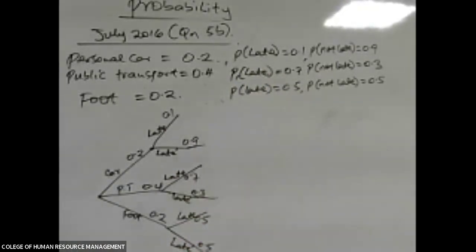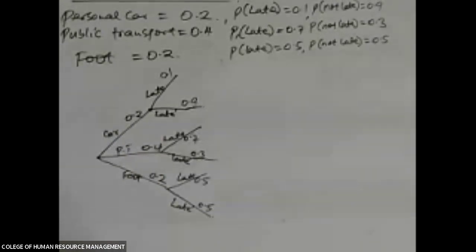That is your tree diagram. You have three modes of transport. The probabilities are provided. Any of those, you are either going to arrive at work late or not late. Put those probabilities. That is how your tree diagram will look.